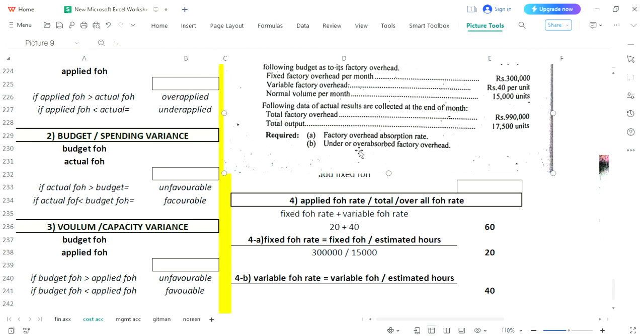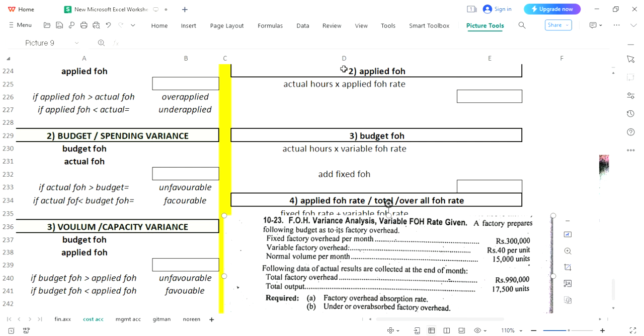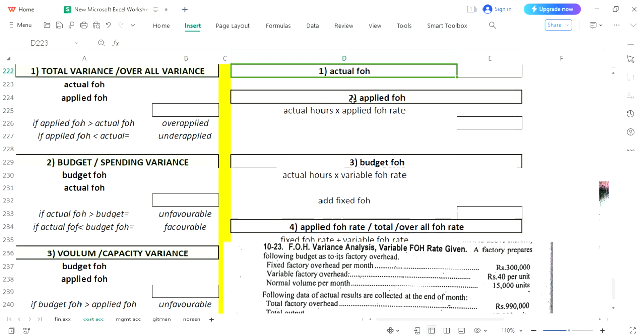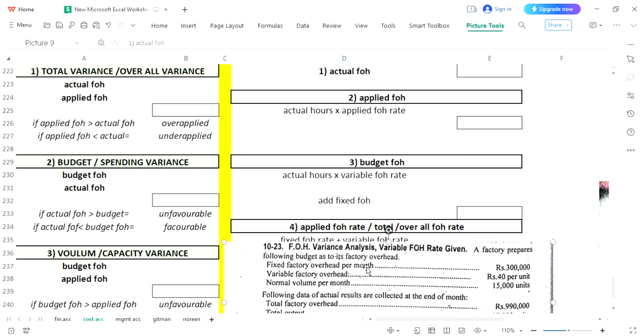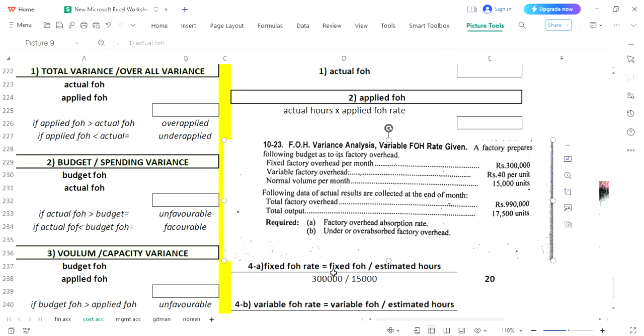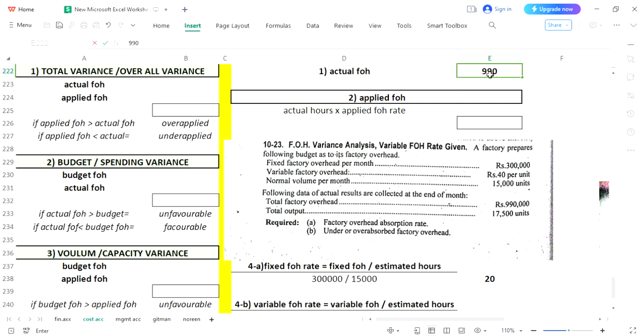It's time to see what is on your upper portion. For that you need to have actual FH first. Come to the question and see here. Following data results are collected at the end of month. Total FH. This is data which is collected. That means it's not estimated. This is real-time data. That means total FH is actual FH. Total output is actual hours. 17,500 actual hours. 9,90,000 is your actual FH. So you can put 9,90,000 as your actual FH, which was given in the question.